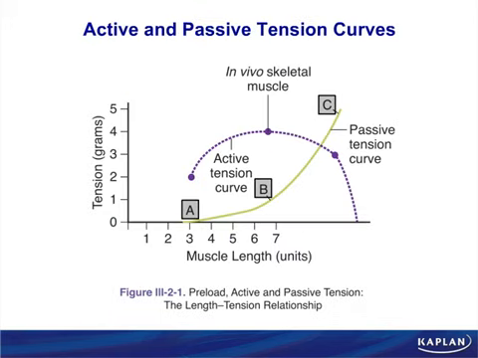C represents when we put the 5 grams of tension on. We stretched the muscle out more, and it generated a greater passive tension. So again, preload, that load on the muscle before it contracts. What that preload does is stretch the muscle, so notice that muscle length goes up, and as I stretch the muscle, I have a passive tension associated with it. And that's the basis of the green line and why it's called a passive tension curve.